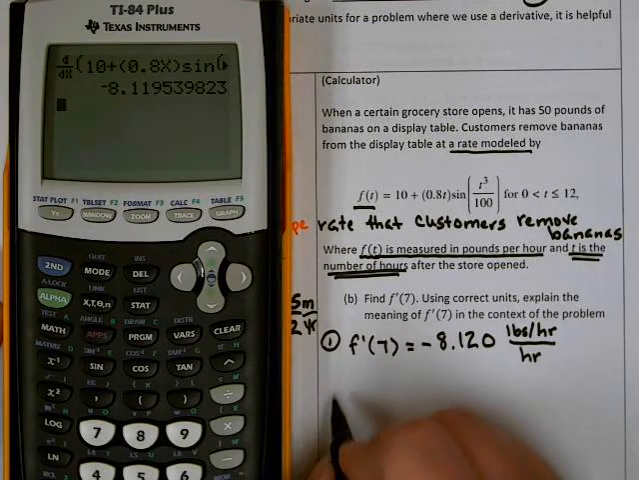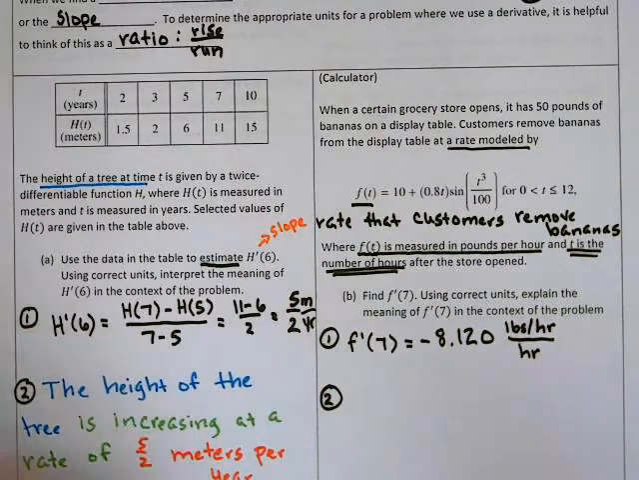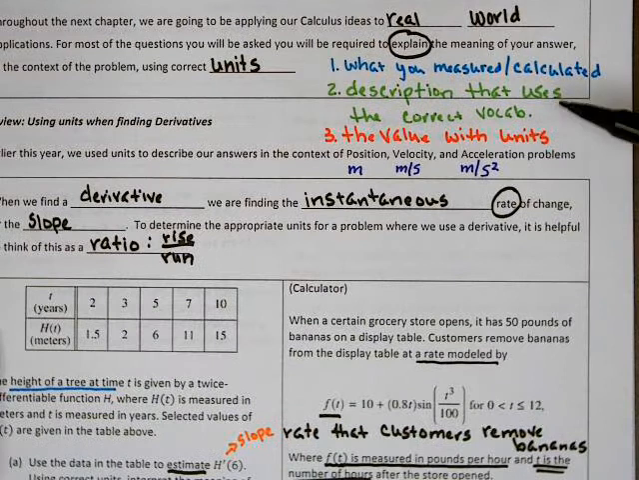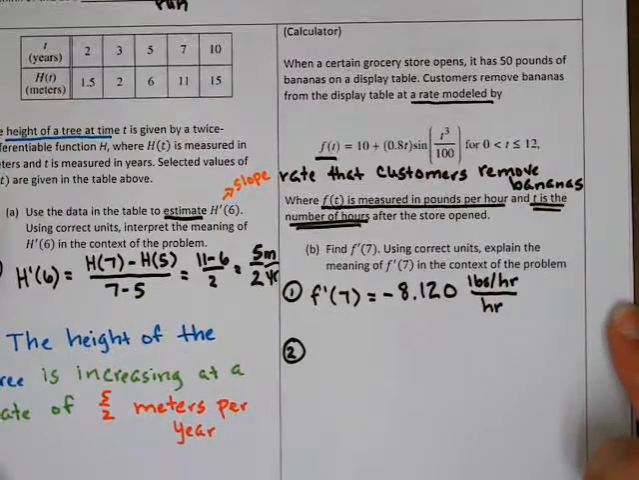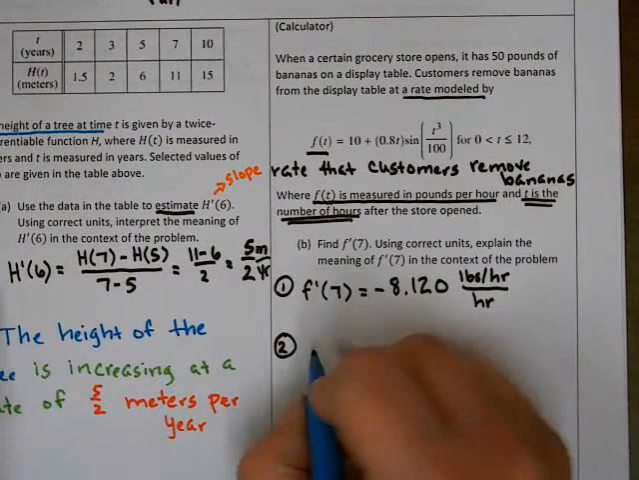All right, our second part then is this explanation. So we found the number, but that's only half the battle when we do this. So again, we need to talk about what we measured, describe it using the correct vocabulary, and then name the value with the units. So we know that f of t was looking at the rate that customers remove bananas. So that's what we measured. The rate at which customers removed bananas.